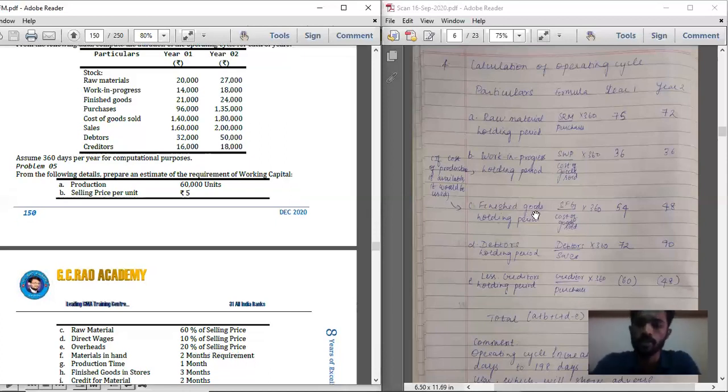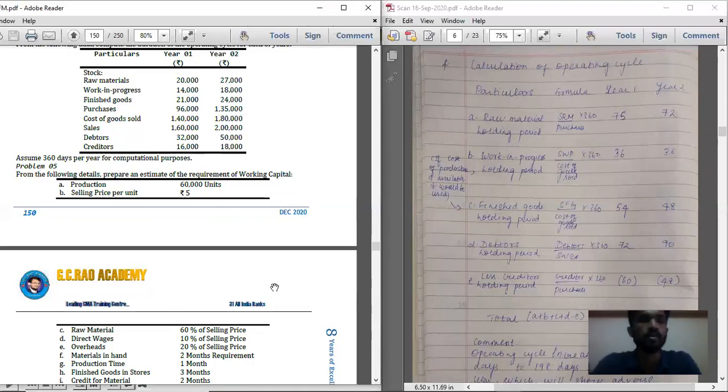So here the finished goods holding period formula is stock of finished goods divided by cost of goods sold into 360. Here the finished goods value is 21,000 and cost of goods sold is 1,40,000. 21,000 divided by 1,40,000 into 360. So for year 1 it is 54 days. And in respect of year 2, 24,000 divided by 1,80,000 into 360. That is 48 days.